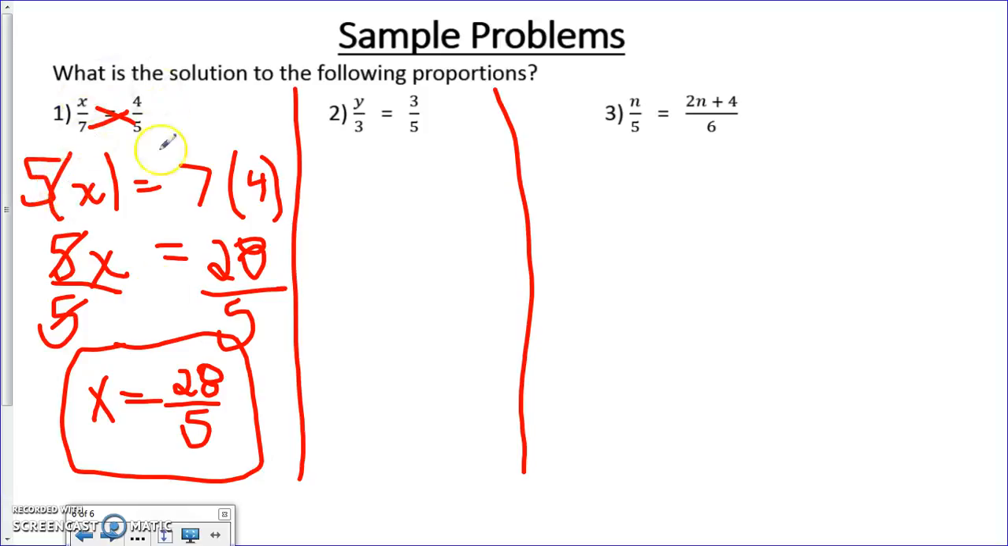Okay? So based off what I just did for number 1, you should copy this down on the back of your notes template. I want you to try number 2 on your own, and then after that, I want you to press play again so we can look at number 3.